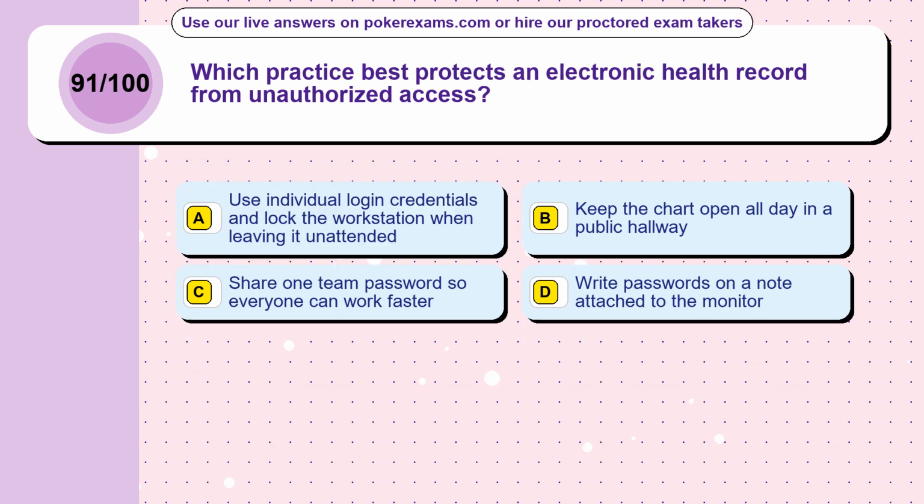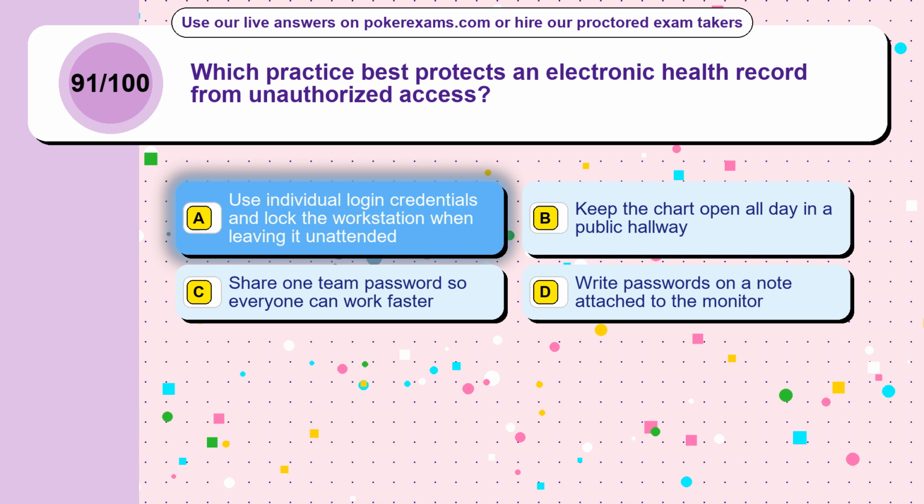Question 91. Which practice best protects an electronic health record from unauthorized access? Option A. Use individual login credentials and lock the workstation when leaving it unattended. Option B. Keep the chart open all day in a public hallway. Option C. Share one-team passwords so everyone can work faster. Option D. Write passwords on a note attached to the monitor. The correct answer is option A. Use individual login credentials and lock the workstation when leaving it unattended.